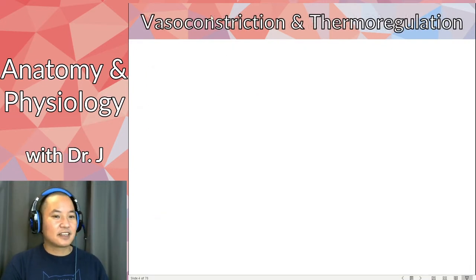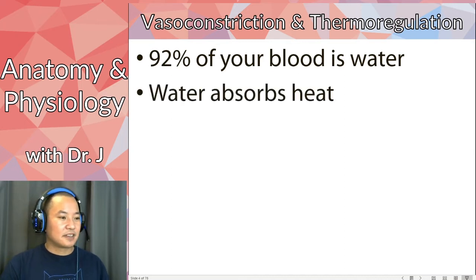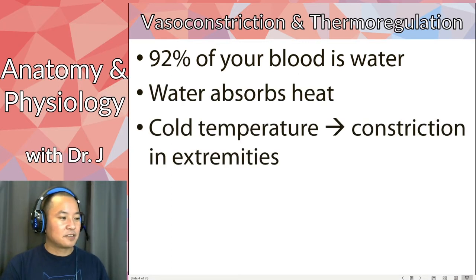Now, another thing you might use vasoconstriction for is thermal regulation, maintaining appropriate body temperature in the various parts of your body. Remember that 92% of your blood is water and water retains heat, so by distributing your blood, you're distributing heat throughout your body. Since water absorbs heat, in cold temperatures, what happens? Well, you're going to constrict your blood vessels in your extremities. And why is that?